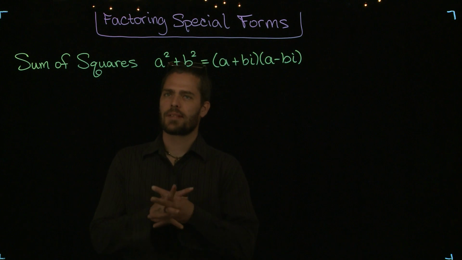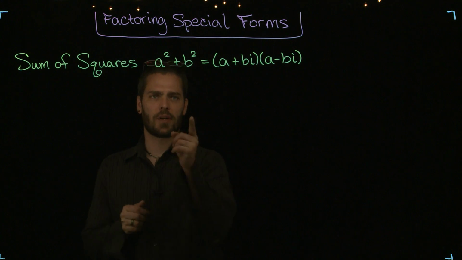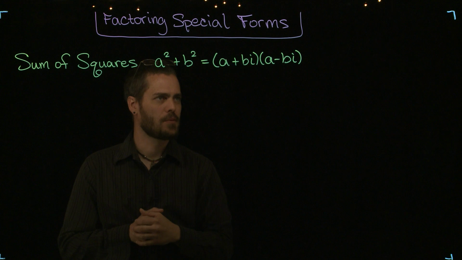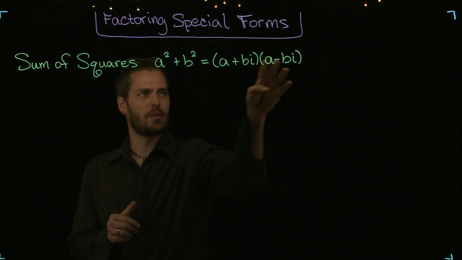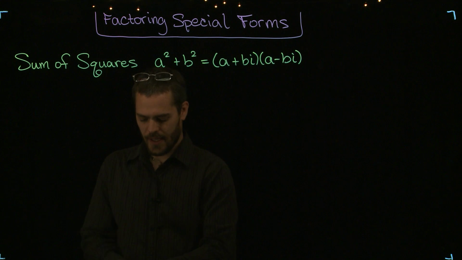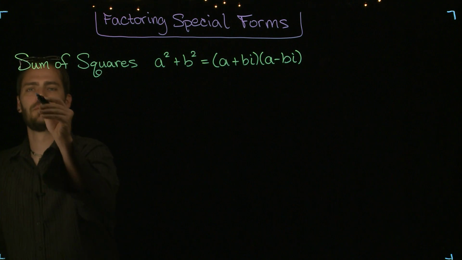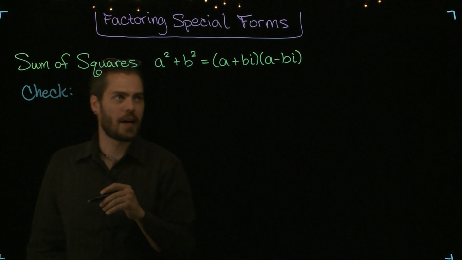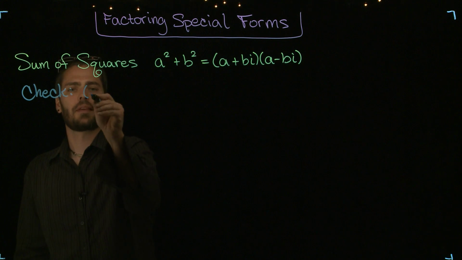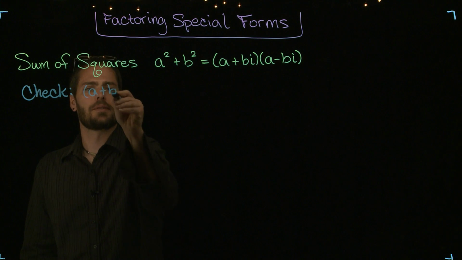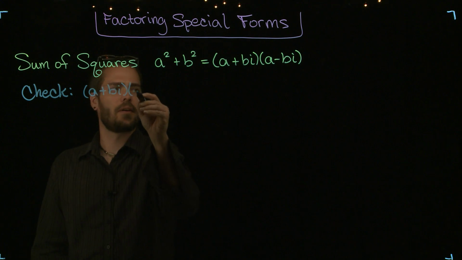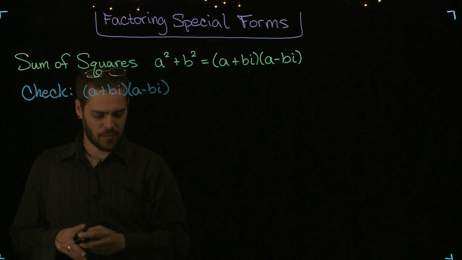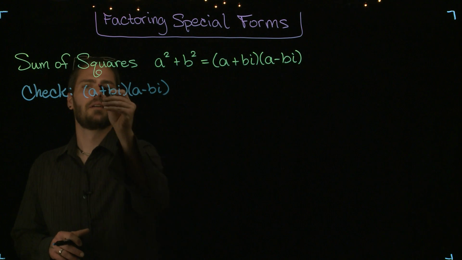Okay, so we're back with the sum of squares, which is a squared plus b squared equals quantity a plus bi times quantity a minus bi, this binomial times that binomial. So again, I want to start with just checking this general case to make sure we are correct, and if we are, we're going to go on from there. So here are the binomials, a plus bi and a minus bi, and we're going to multiply these and see what we get.